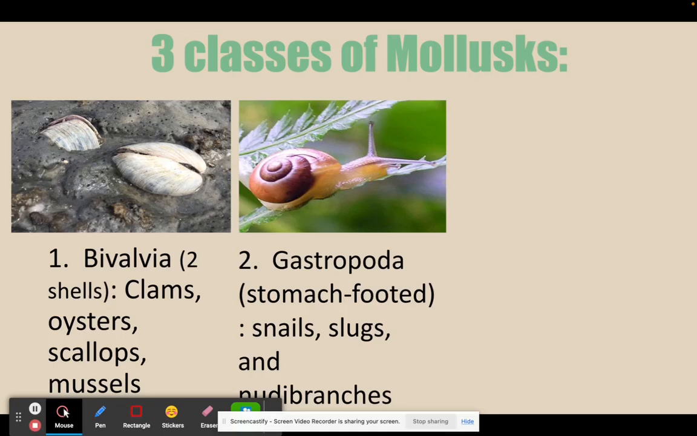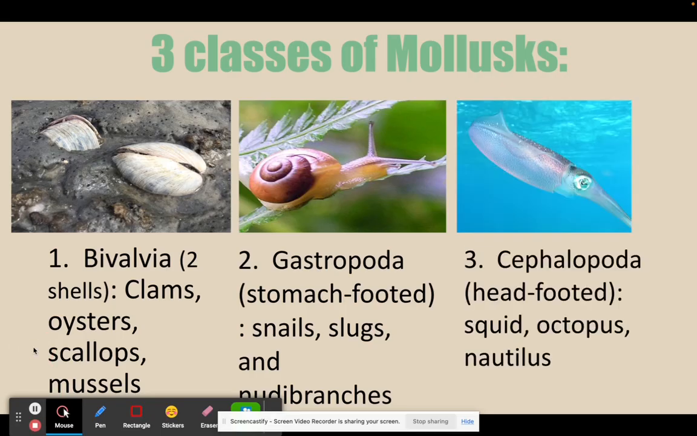And our last class is the cephalopoda or the cephalopods. Cephalopoda is head-footed. So the foot of the cephalopod is actually located within the head region. This includes squid, octopus, and nautiluses. We will look at these 3 examples in class a little bit closer so you can understand the difference between the 3. And when we dissect the squid, we'll be taking a very close look at cephalopods.